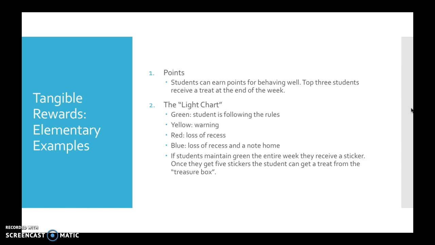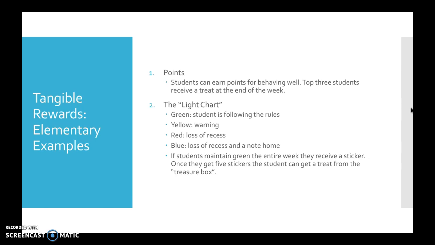The next example would be the light chart. I know a lot of teachers that implement this. I know one of my teachers did when I was in elementary school. So something along this line or something similar would still be considered a light chart. You would have cards, and if it's on a green card, the student's following the rules. If you make them change their card to yellow, that would be a warning. Red might be loss of recess, and then blue would be loss of recess and a note home.